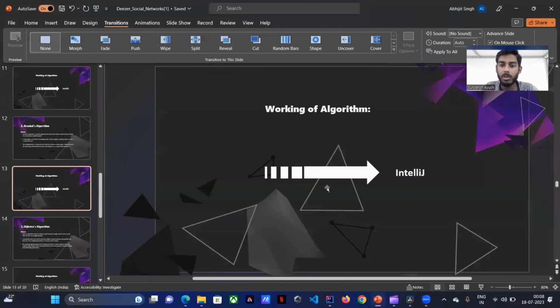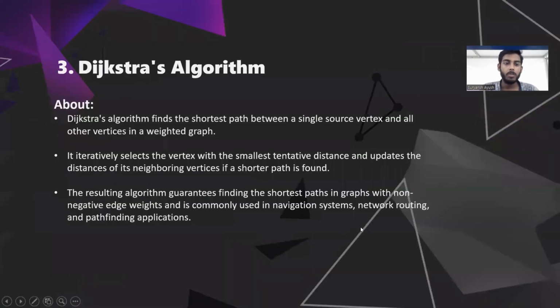Now we will discuss Dijkstra's algorithm. Dijkstra's algorithm finds the shortest path between a single source vertex and all other vertices in a weighted graph. As we have assumed in this code, it iteratively selects the vertex with the smallest tentative distance and updates the distances of its neighboring vertices if a shorter path is found.